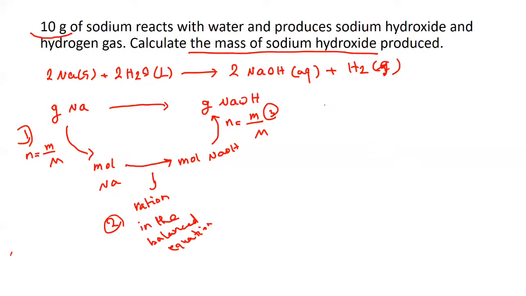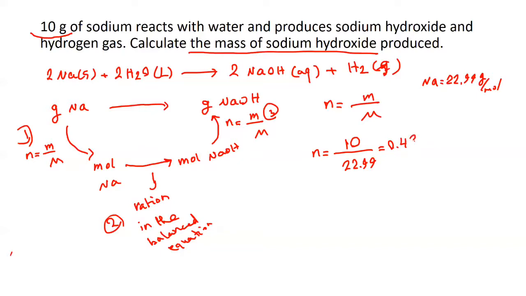First step, step 1, then step 2, and then the last one is step 3 to get to my result. So I start with n equals m over M. n equals the mass of sodium, which is 10, over 22.99. That becomes equal to 0.43 moles of sodium. Right now I have moles of sodium. Step 2, from moles of sodium to moles of NaOH, and I need to use the ratio from the balanced equation.